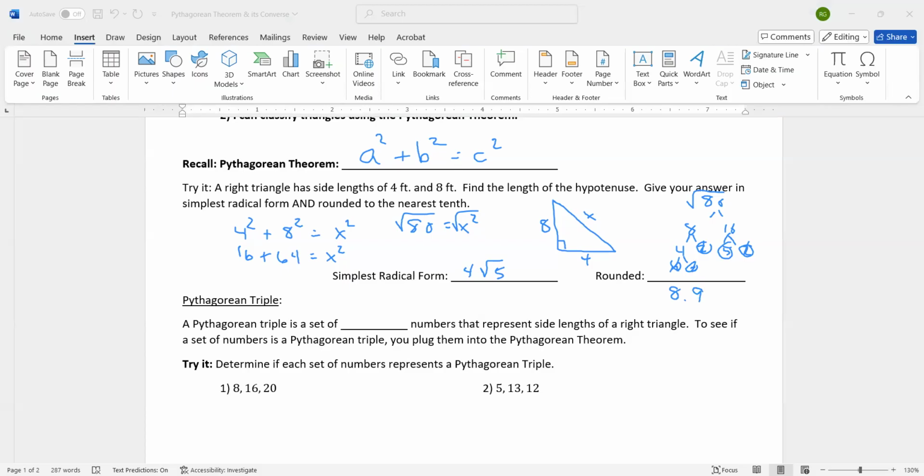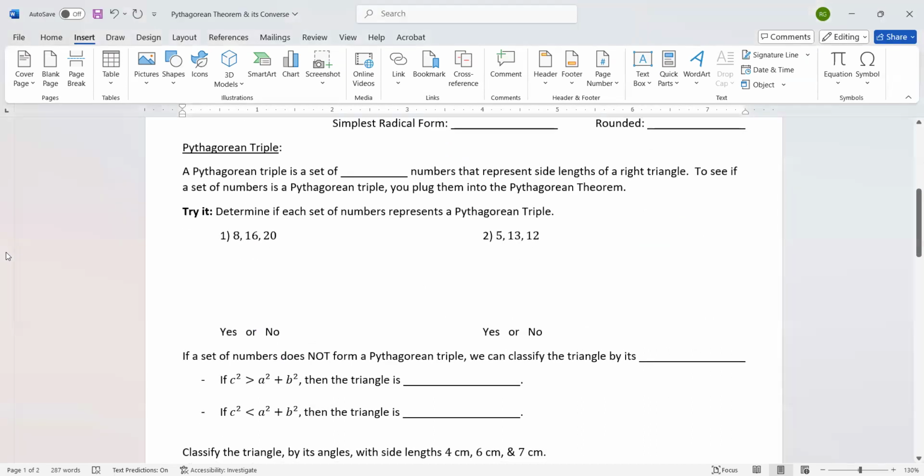Okay. Now, a Pythagorean triple. What is a Pythagorean triple? A Pythagorean triple is a set of 3 numbers that represent side lengths of a right triangle. To see if a set of numbers is a Pythagorean triple, you simply plug them into the Pythagorean theorem. So, is 8, 16, and 20 a Pythagorean triple? We just plug it in. Make sure you get your biggest side, which is 20, as the potential hypotenuse. So 8 squared plus 16 squared, does that equal 20 squared?